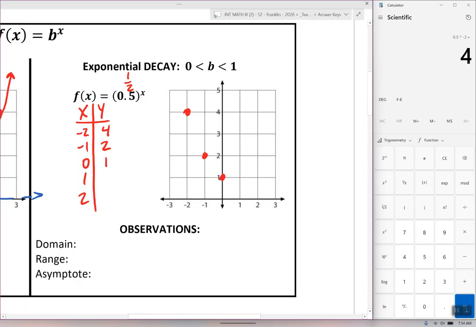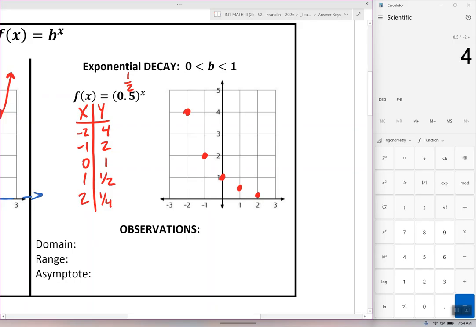For 1, that's 1/2 to the first power, so that's going to be 1/2, or 0.5. And then for 2, it's 1/2 squared. 1/2 times 1/2 is 1/4. So we have a point at 2, 1/4.